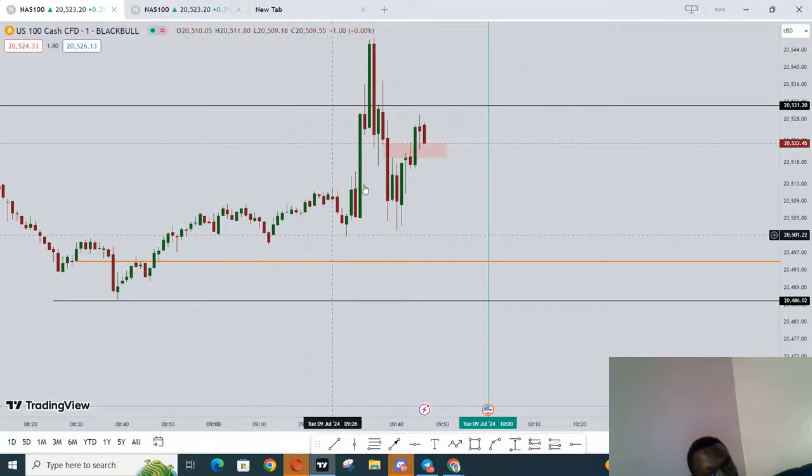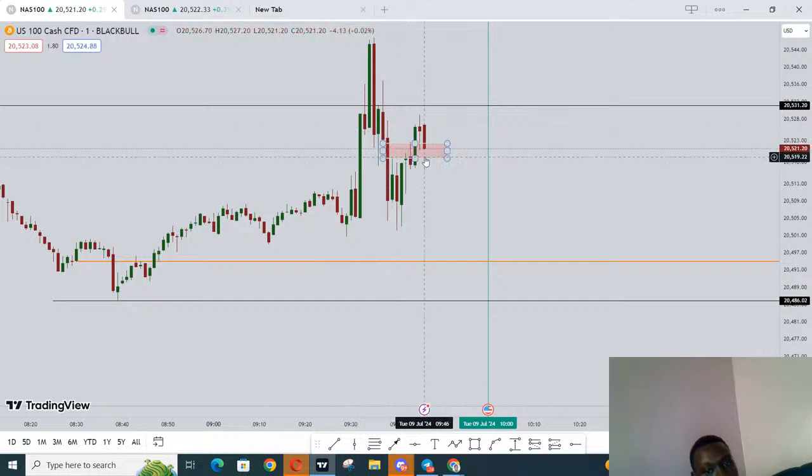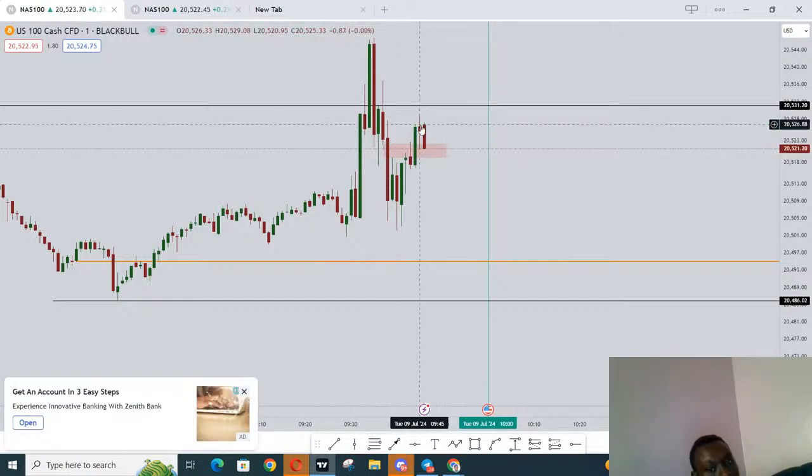We saw how they aggressively swept all those relative equal highs, and now it's giving this peg signal, and we can see a clear indication that it's getting invalidated before the news.